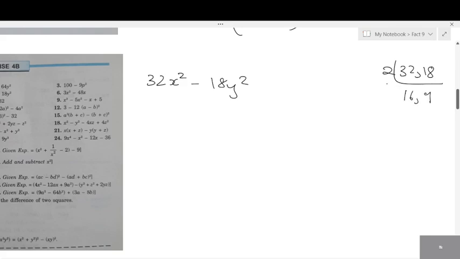Anything apart from this? So take 2. What do you get in the bracket, students? 16x square minus 9y square. Yes.